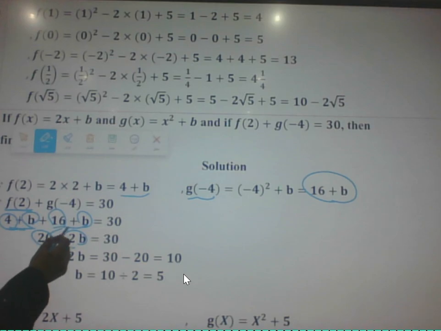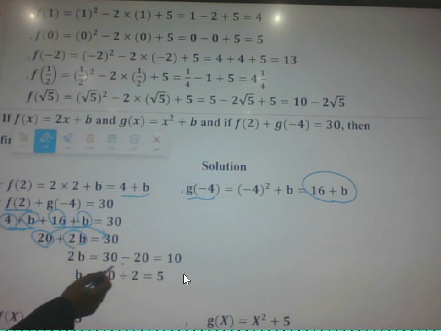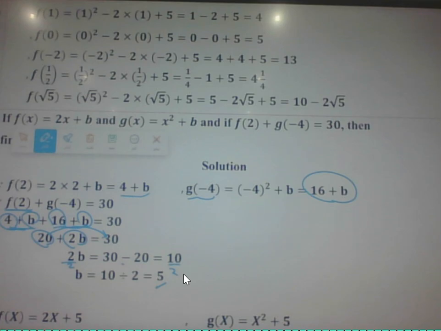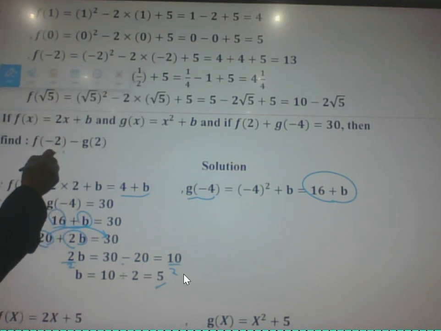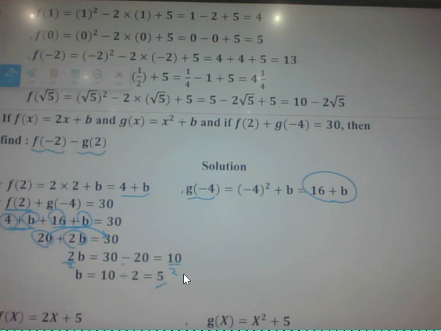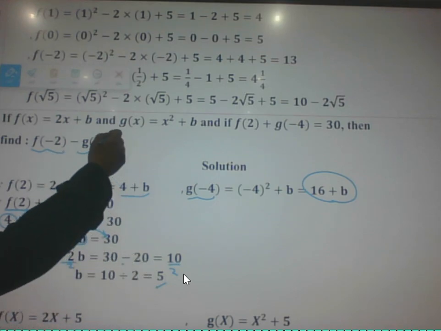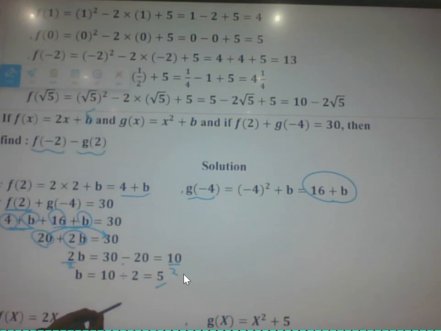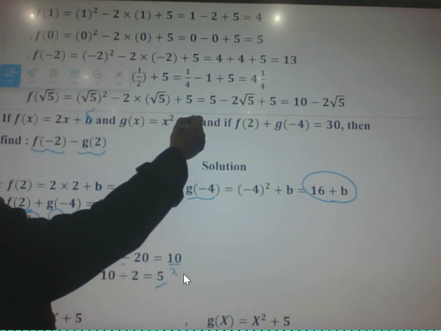Solve the equation, move 20 here, 30 minus 20 equal 10, and then divide it by 2, then the answer will be 5. And then in the example, he wants also to find f of negative 2 subtract g of 2. Then first put the value of b equal 5. Put here the value of b equal 5, and the value here also 5.